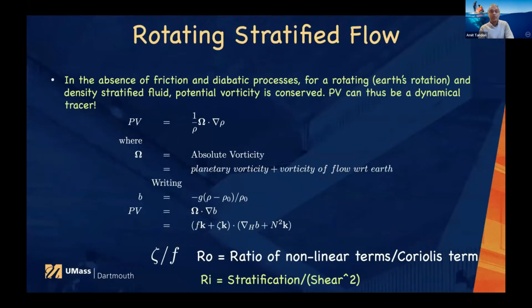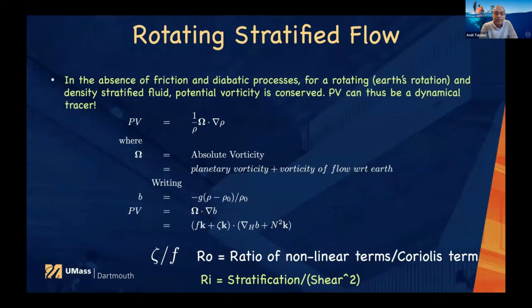So, okay, what's PV? If we ignore friction, and if we ignore any kind of diabatic processes, heat exchange and so on, for a rotating Earth and a density stratified fluid, the quantity that's conserved is potential vorticity. So we can think of potential vorticity as a dynamical tracer. Think of PV as 1 over rho times absolute vorticity dotted with grad rho or grad b. And then in the context of the Earth, if we are far away from the equator, we can ignore the horizontal part of Coriolis.